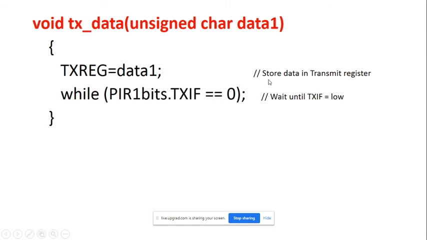Okay, and when it is in process, this TXIF flag remains 0, which means transmission is in process. And when transmission is over and the whole package is out, that time the TXIF flag becomes 1. It indicates that the TX register is empty, all data is out, and it is ready for the next transmission. Means when it remains 0, it is in process. And when it becomes 1, you are coming out of this while loop and it completes the transmission. Means the first data has been transmitted.